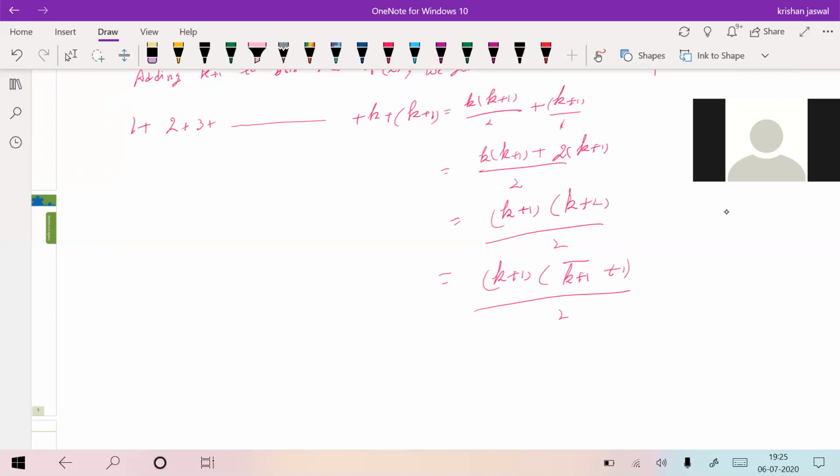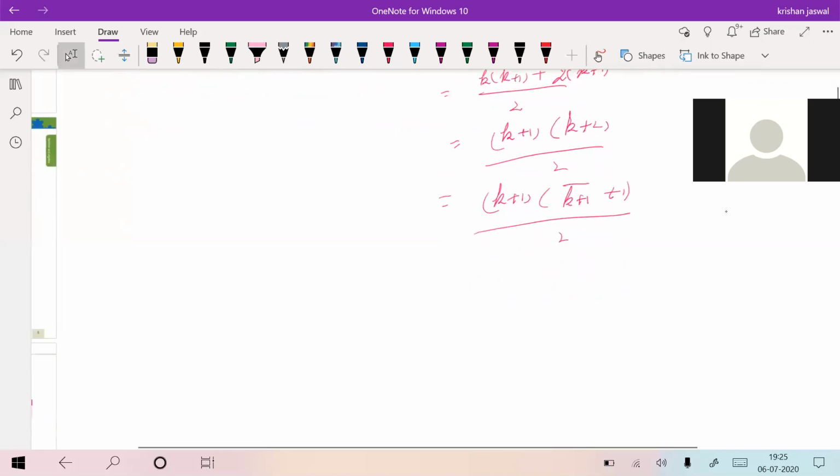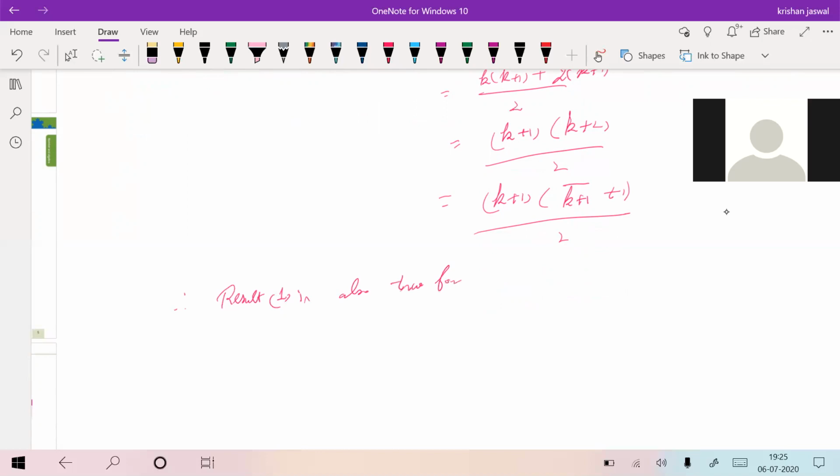By comparison with result 1, we show that it is true for n equal to k plus 1. Therefore, result 1 is also true for n equal to k plus 1. Also, result is true for n equal to 1.